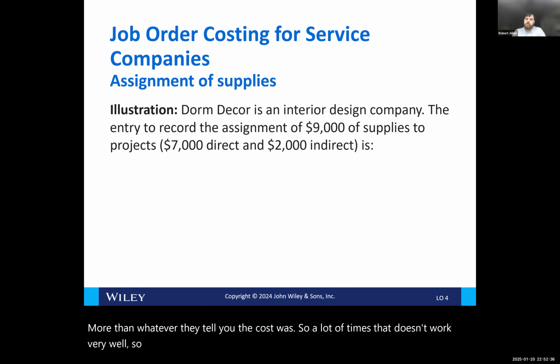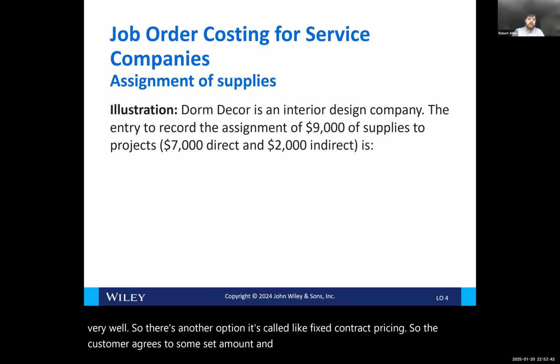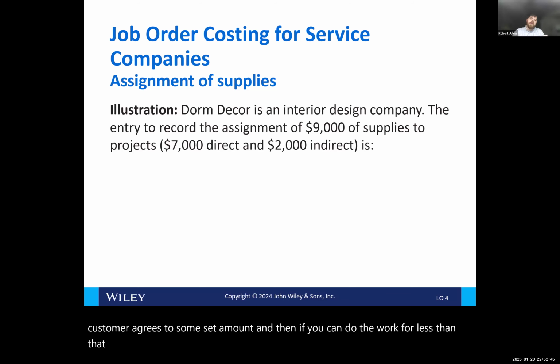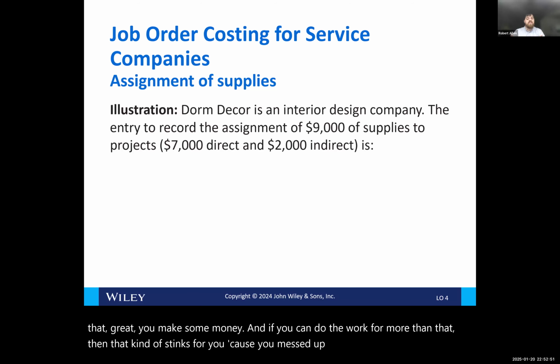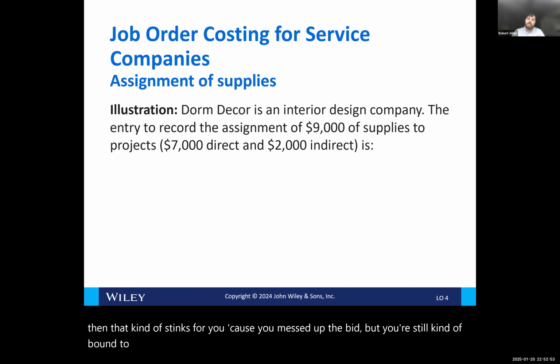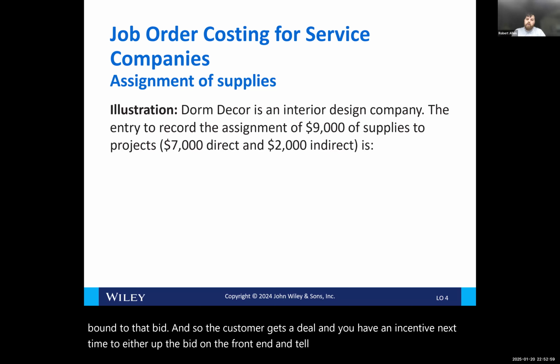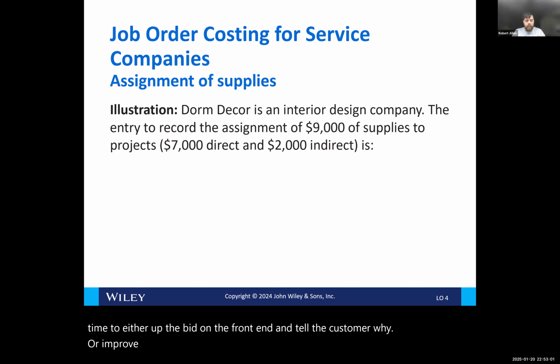So there's another option, which is called fixed contract pricing. So the customer agrees to some set amount, and then if you can do the work for less than that, great, you make some money. And if you can do the work for more than that, then it kind of stinks for you, because you messed up the bid, but you're still bound to that bid. And so the customer gets a deal, and you have an incentive next time to either up the bid on the front end and tell the customer why, or improve your efficiency so that you're able to actually make money on that job maybe the next time.